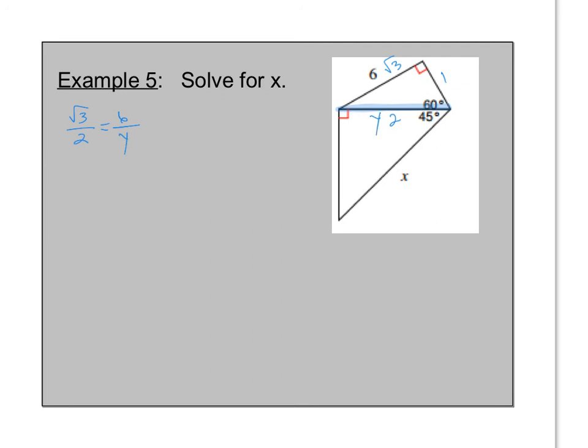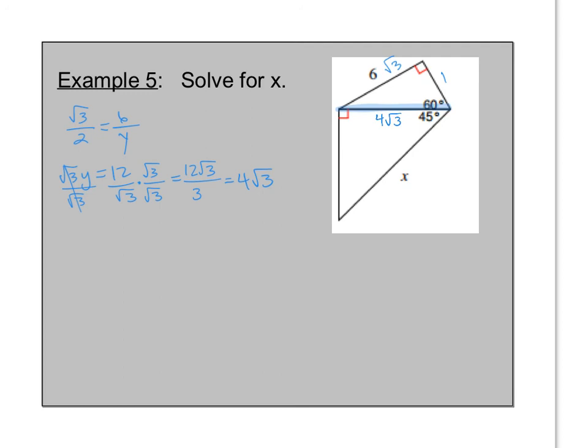So cross multiply, you have root 3 times y equals 12. Divide by root 3. Can't leave a root on the bottom of the fraction, so you multiply by root 3 over root 3. You get 12 root 3 over root 9, which is 3. And 12 divided by 3 is 4, so you have 4 root 3. So in other words, this side is 4 root 3. Now we're going to use that to find x.